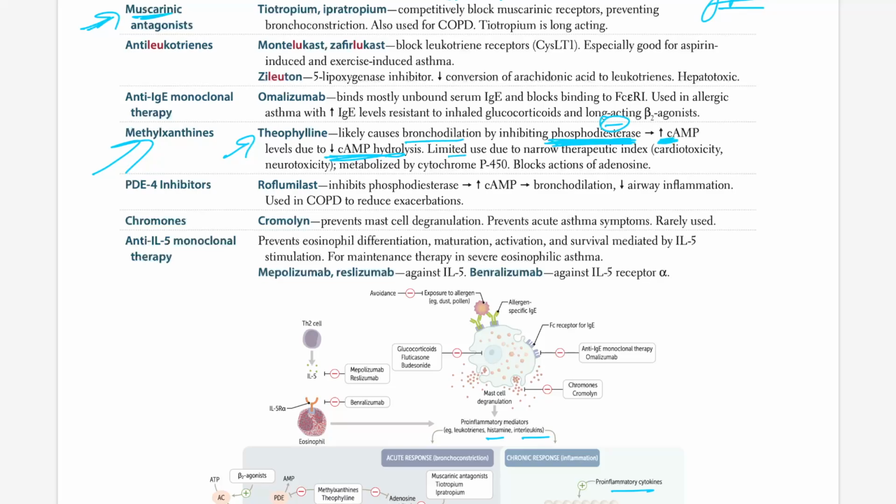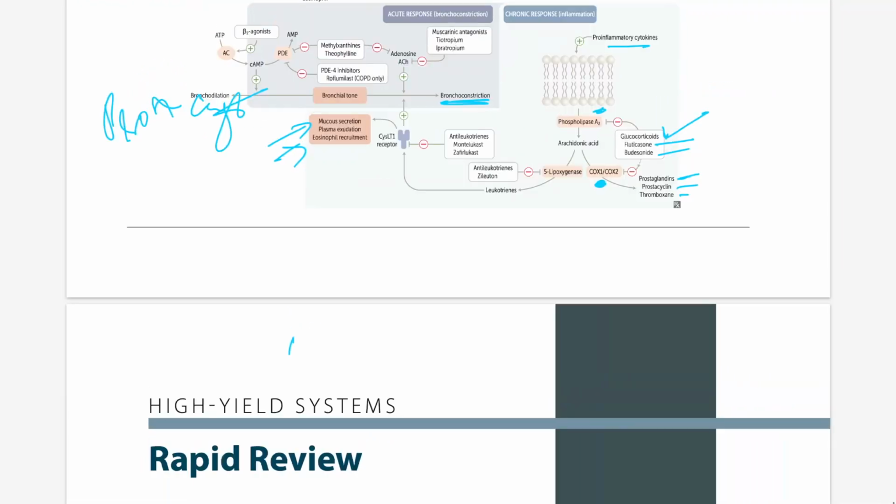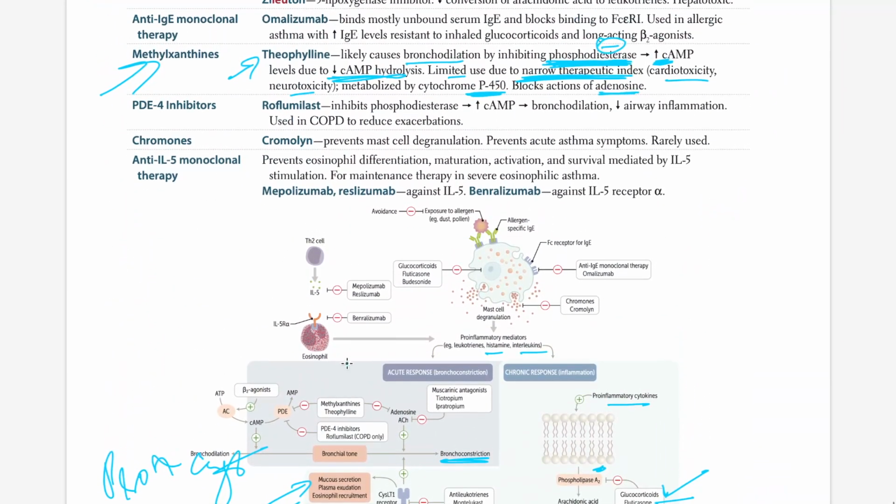It has limited use due to its narrow therapeutic index, high yield. It has a narrow therapeutic index and can cause cardiotoxicity and neurotoxicity. It is metabolized by P450, high yield, and it blocks the action of adenosine. So let's look in the picture at where the methylxanthines are, right here. Methylxanthines, which is theophylline, this drug is going to, let's look here, okay.